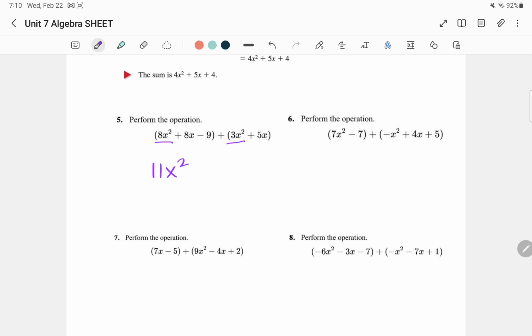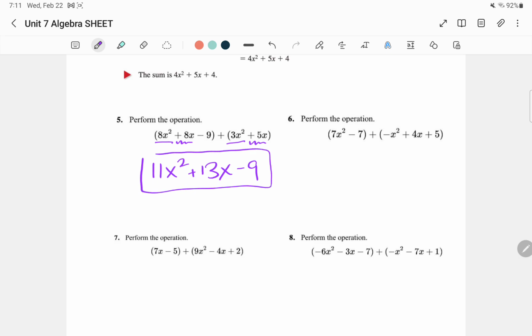Then I'm going to go to my next like terms, which would be that positive 8x and that 5x. So 8x plus 5x is 13x. Then that negative 9 can't be combined with anything, so just minus 9.